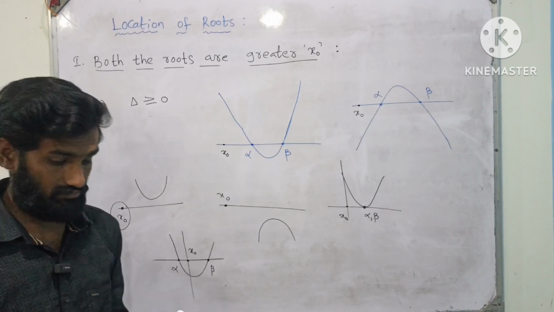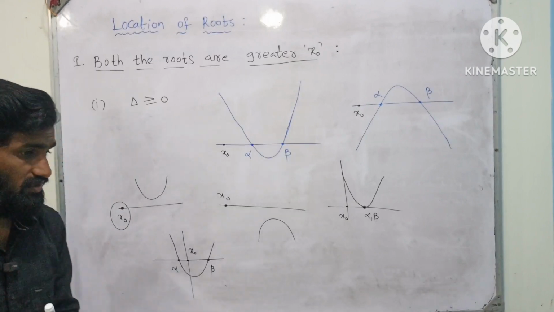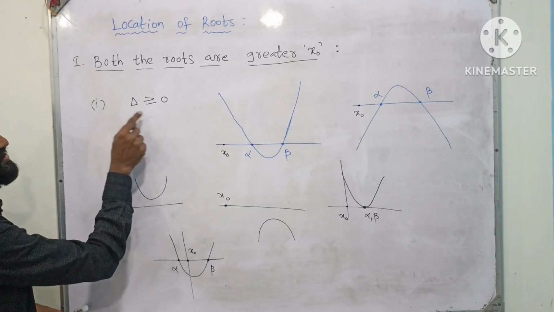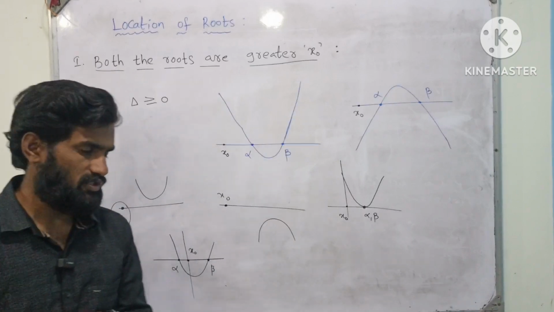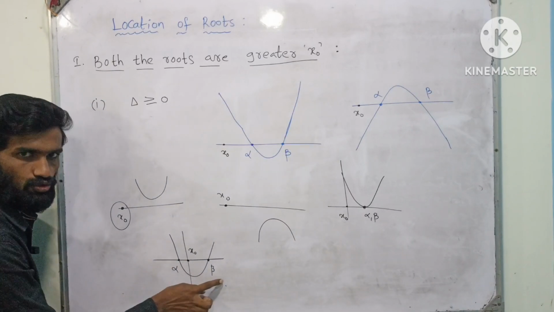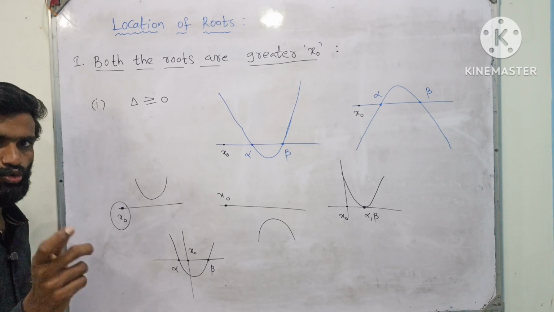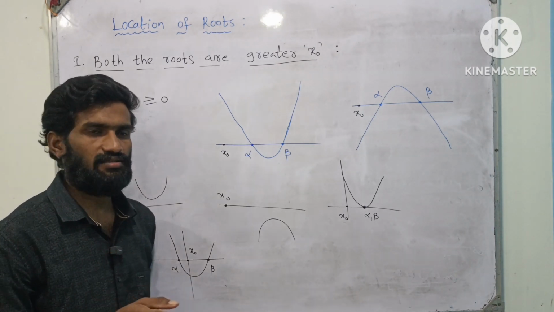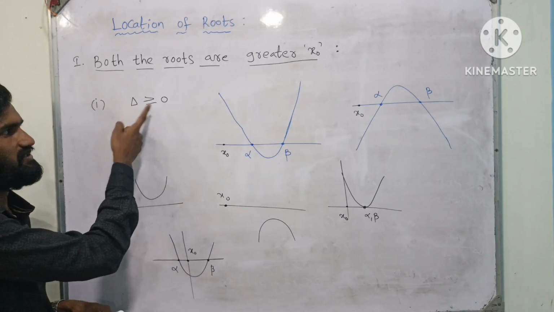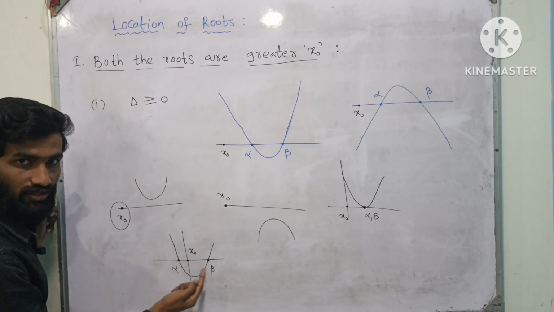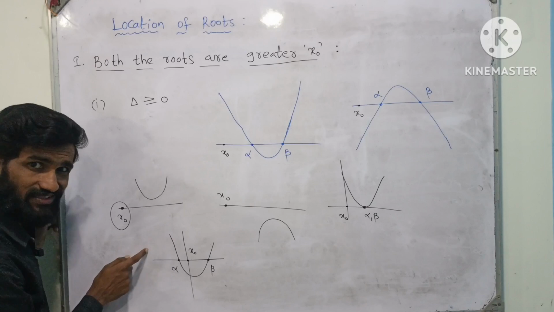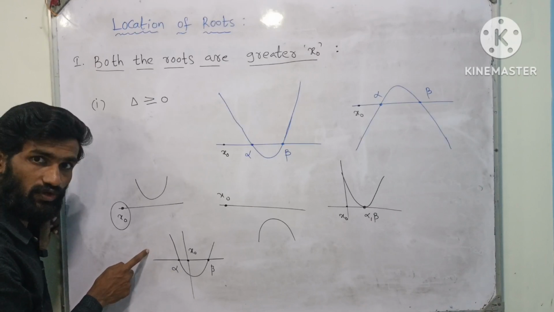This is x naught. Now, according to the first condition, if I take only the first condition, here also we are getting two roots, alpha, beta. Two roots we are getting, means we can take the discriminant is greater or equal to 0. If I take discriminant greater or equal to 0, this case also arises.